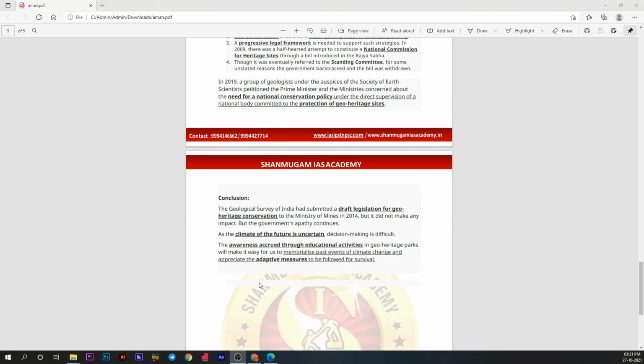Awareness through educational activities in geoheritage parks will make it easy for us to remember past events of climate change, because geoheritage sites have a very good history, and we are not seeing today's things, we are seeing history. By seeing the history, we also know the climate change which happened at that time. So we can learn that at this time this was happening, and because of that the climate change was like this, and through this educational activity we can learn how climate change activities occur in the process of conserving geoheritage sites.